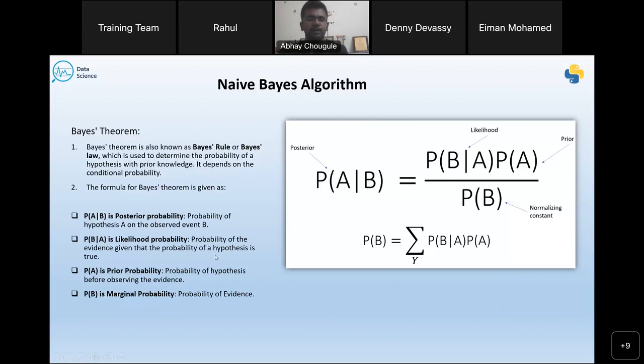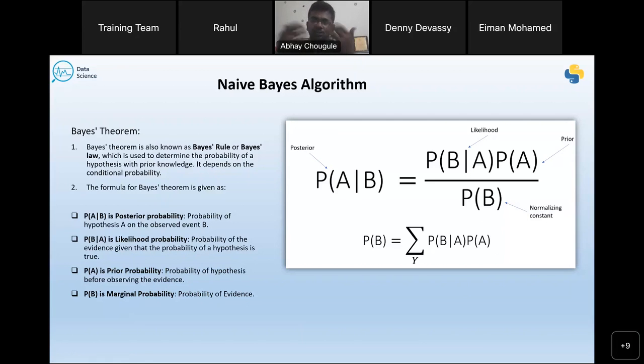The likelihood probability is the probability of the evidence given that the hypothesis is true. Third, the prior probability, that is the probability of the hypothesis before observing the evidence. And the marginal probability, the last one, P of B, is the probability of the evidence. Evidence means the data already given in a particular form, so we have conditions before prediction. Yes, correct. Actually, this formula is your conditional probability.